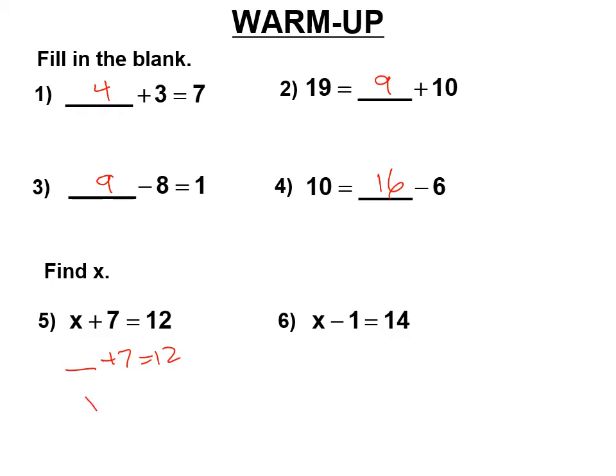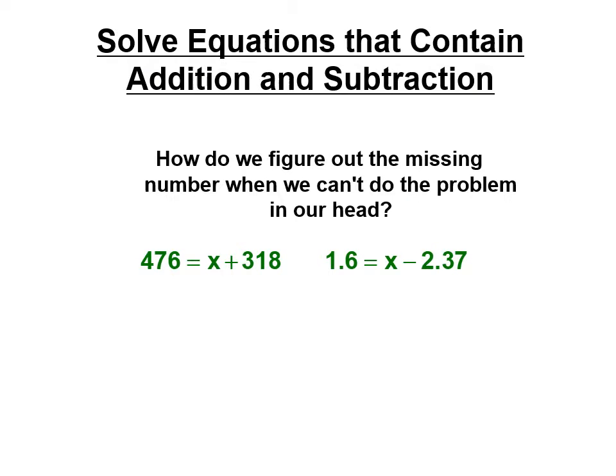Instead of filling in the blank with a 5, we write x equals 5. Same thing here. Instead of saying blank minus 1 equals 14, we're going to say x equals 15, right? 15 minus 1 equals 14. You're filling in the blanks. This is called solving an equation. We're going to be solving equations much more difficult than that, with bigger numbers and decimals, not so many fractions, but we have to have a technique that works not just for easy ones, but also for harder ones.